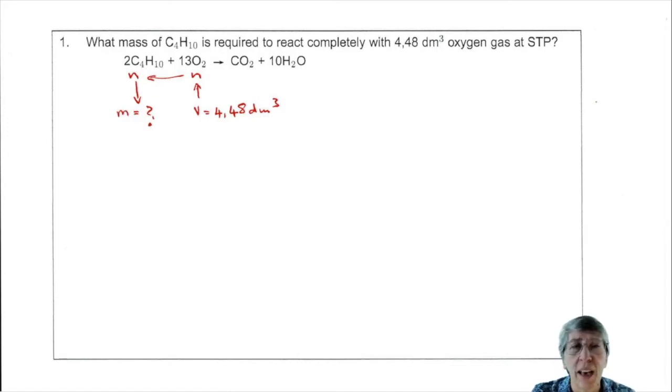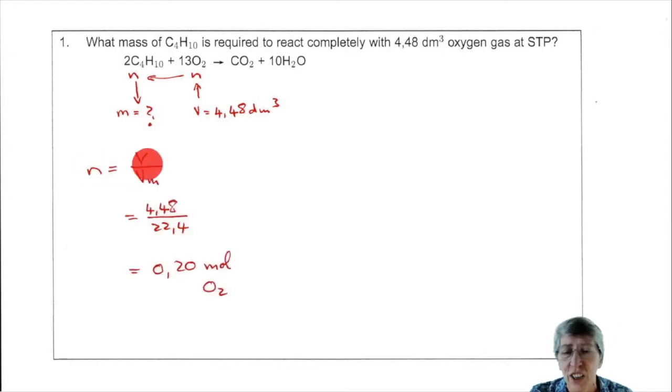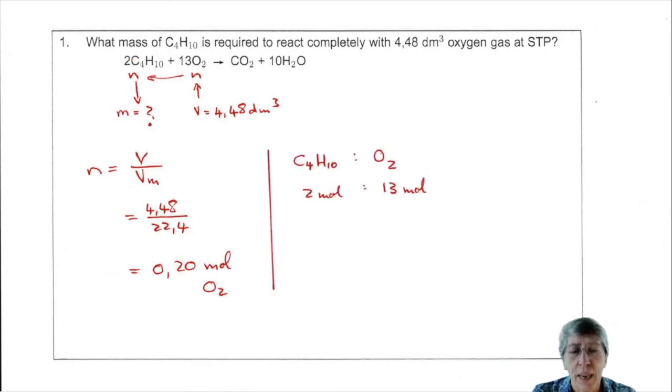Starting off with the volume, and we are at standard temperature and pressure, that's going to be easy. If we are at standard temperature and pressure, I'm using 22.4, and I get my moles of oxygen. Now I've moved up to there. Next up, stoichiometry, going from oxygen to butane. So I'm going to start with that ratio. Butane to oxygen, according to my equation, is in the ratio 2 to 13. And then I'm going to say, but I don't have 13. I have 0,2. So here you can do cross multiplication, or you can just divide by 6,5.